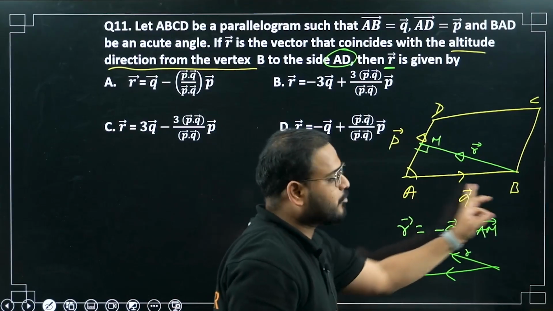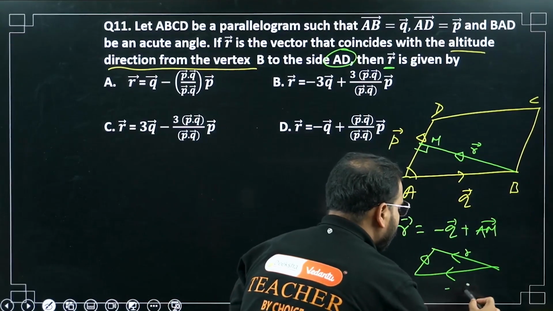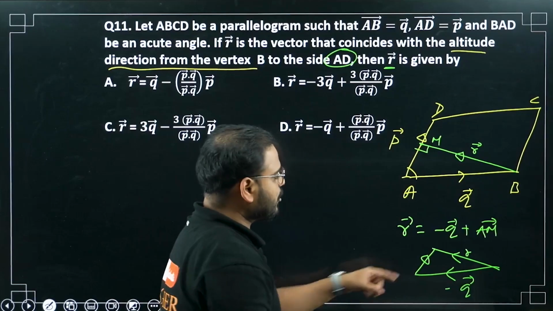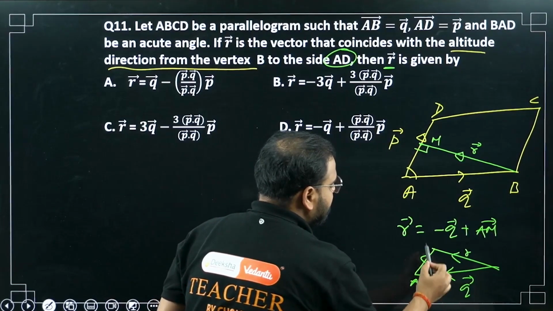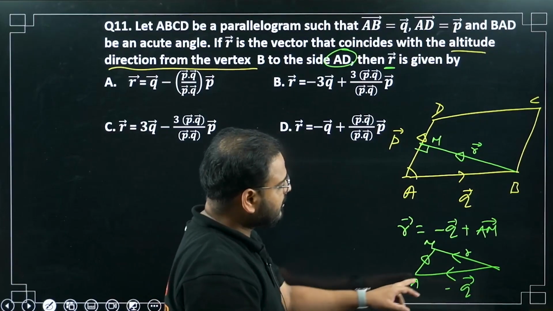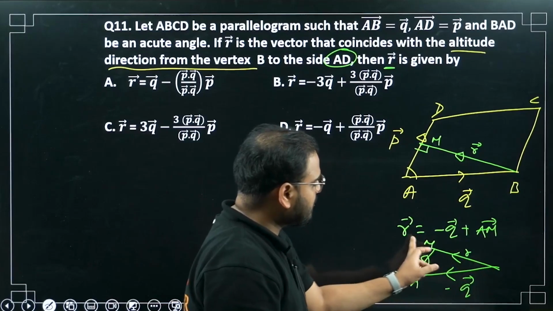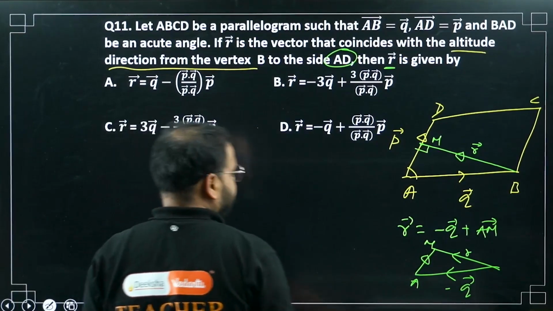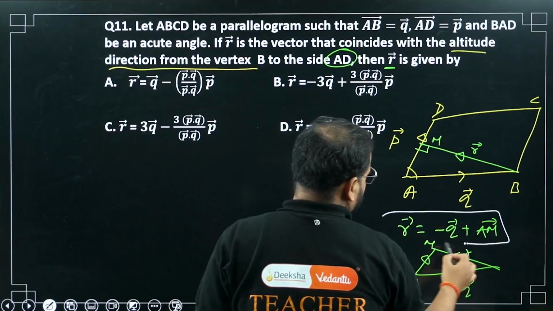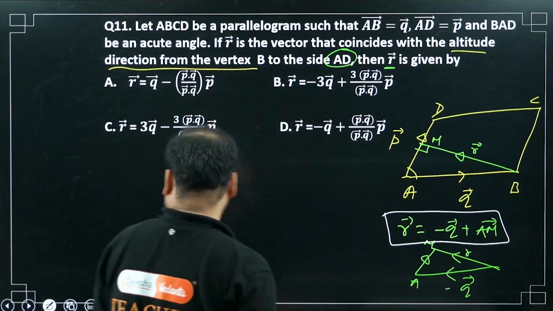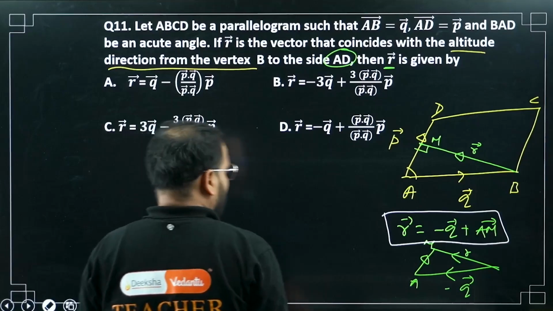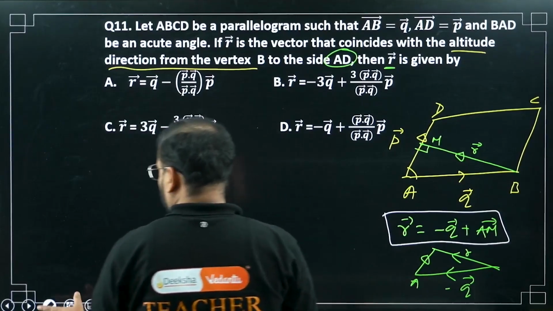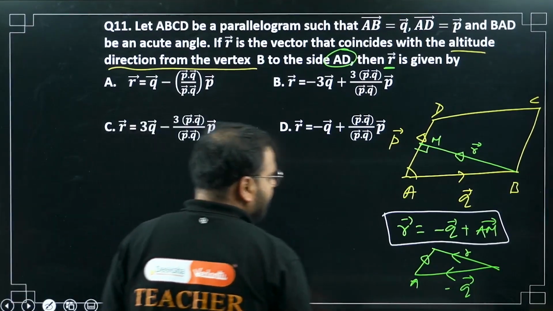If q is from left to right, what is this going to be? Minus q. And this is simply a, and this is simply m. That's what is written here. Minus q plus am is equal to the vector r. Yes. Let me write it in a box. It's very important to know this. I hope you understood the figure for the parallelogram and the triangle rule where I'm applying.